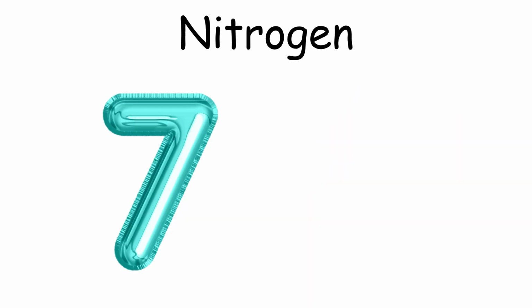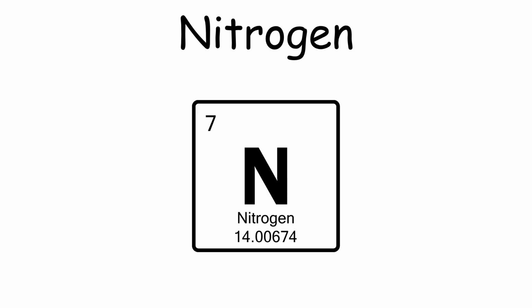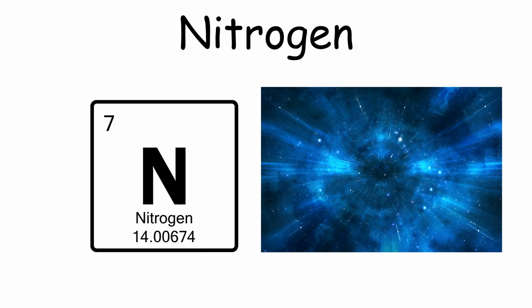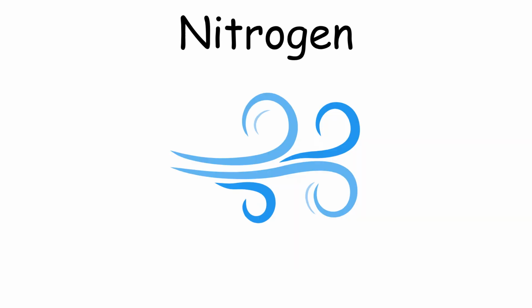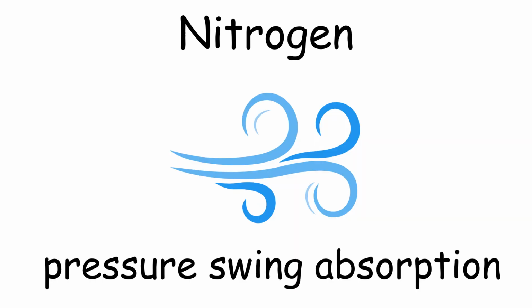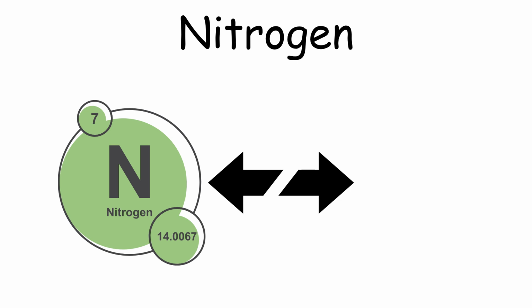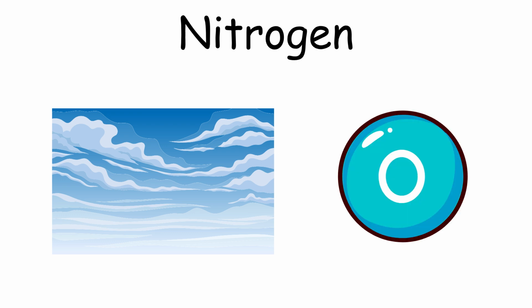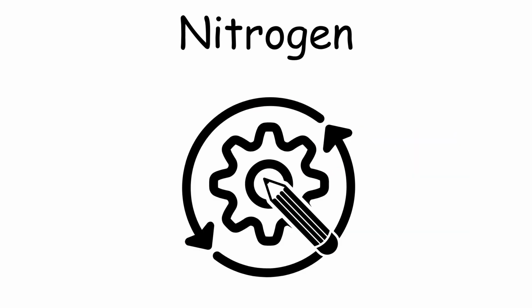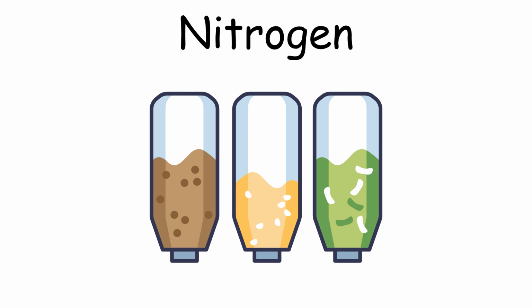The seventh element with symbol N, nitrogen, is a common element in the universe and makes up 78.1% of the Earth's atmosphere. It is usually produced from air through a technique known as pressure swing absorption, in which nitrogen is separated from a mixture of gases under pressure. As a gas, nitrogen is mostly used to modify the atmosphere where oxygen could pose a hazard. This modification is also used to preserve the freshness of packaged or bulk foods.